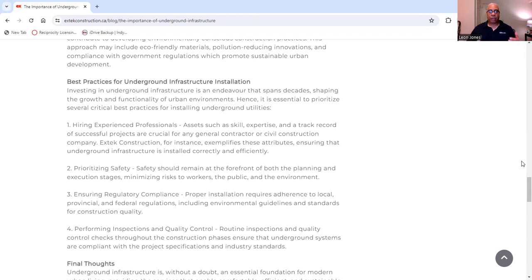Now, X-Tech Construction, for instance, exemplifies these attributes, ensuring that underground infrastructure is installed safely, correctly, and efficiently. Again, I just mentioned it before, you must prioritize safety. With everything you're building out there, safety should remain at the forefront of both planning and execution stages. Why? Because safety minimizes risk to workers, the public, and the environment.